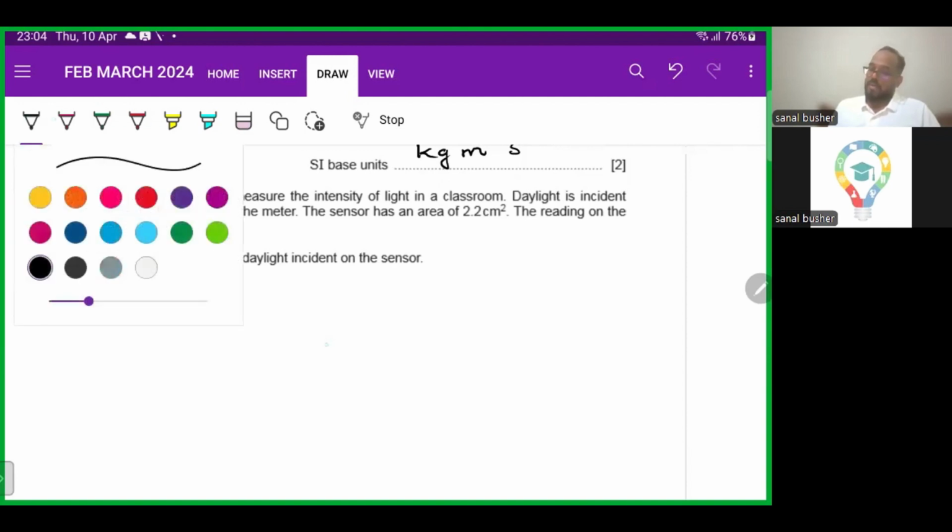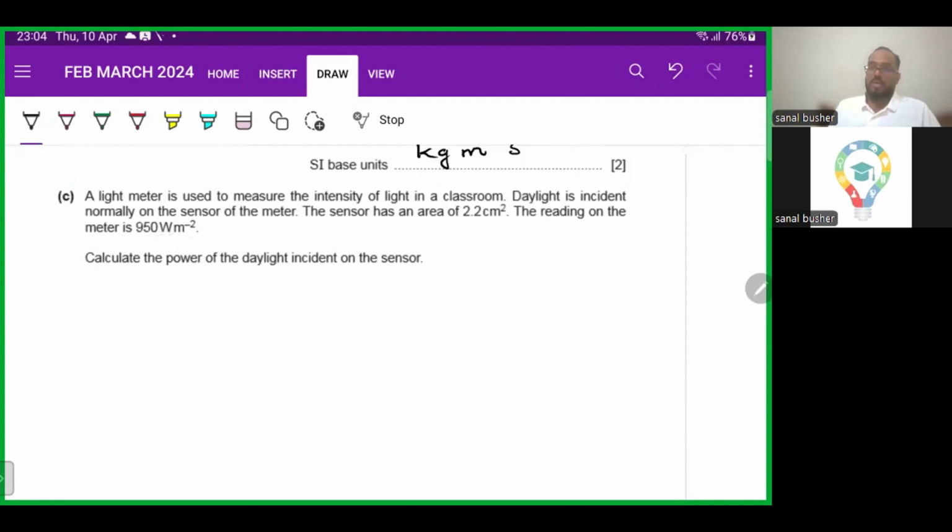This watts per meter square is the unit of intensity. Intensity, you need to remember this equation: energy per unit area per time. So from here you can see that energy by time is power. So intensity is equal to power upon area. What is the question here? Calculate the power of the daylight incident on the sensor. So P is equal to I multiplied by area.